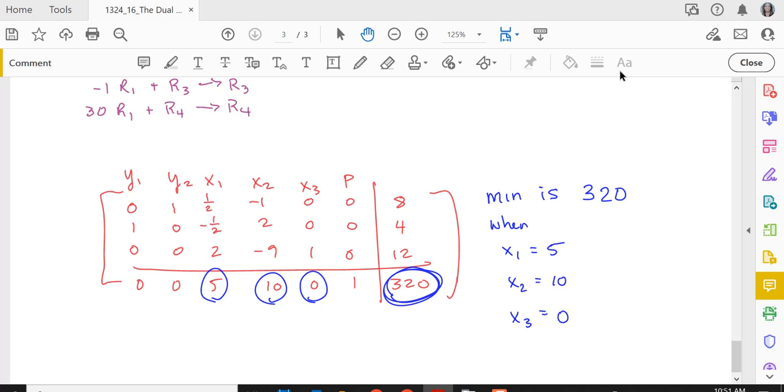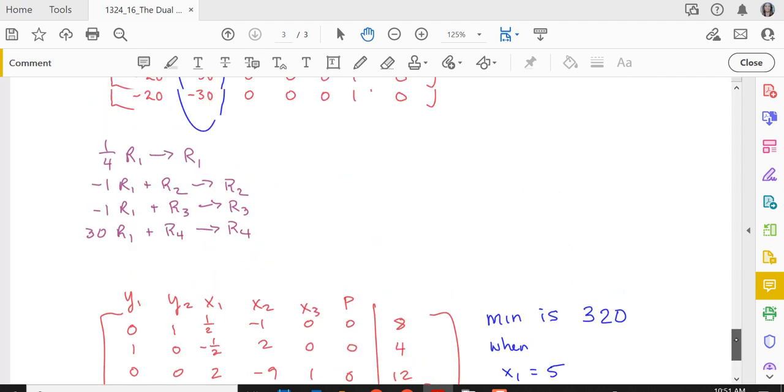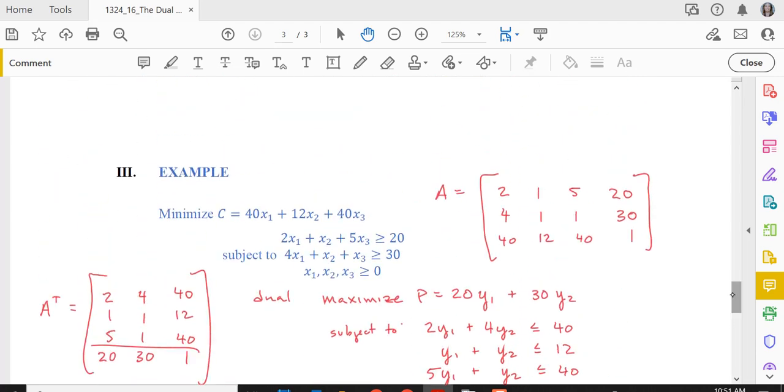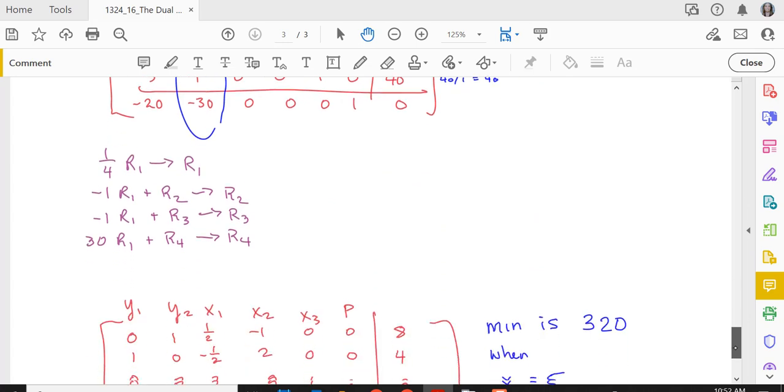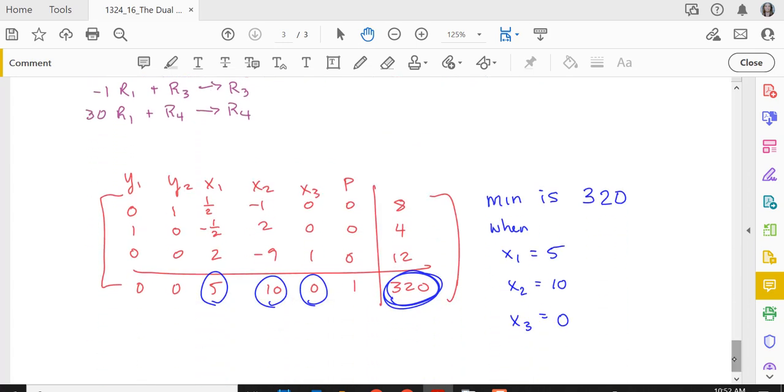Now go back to your problem. The problem were in X's, right? How many X's were there? 3. How many X's did we put in our answer? 3. Got it?